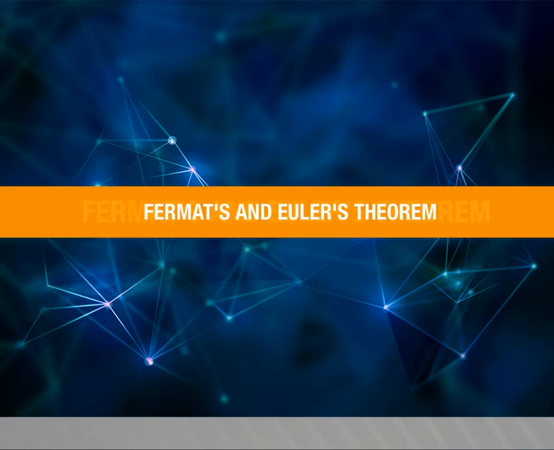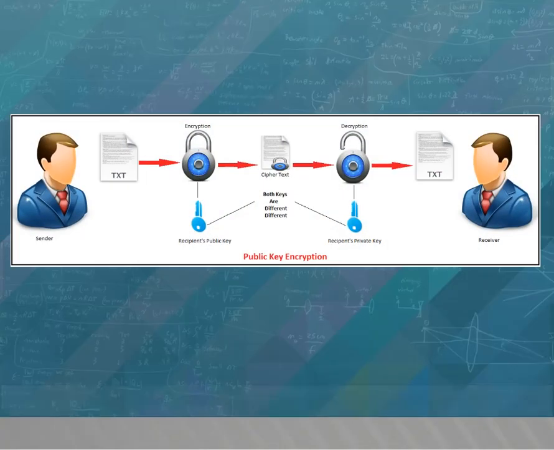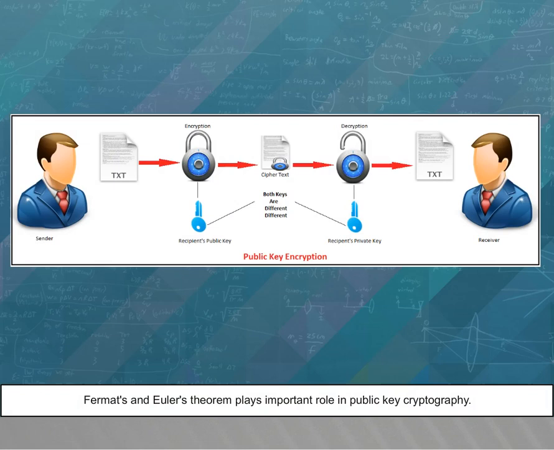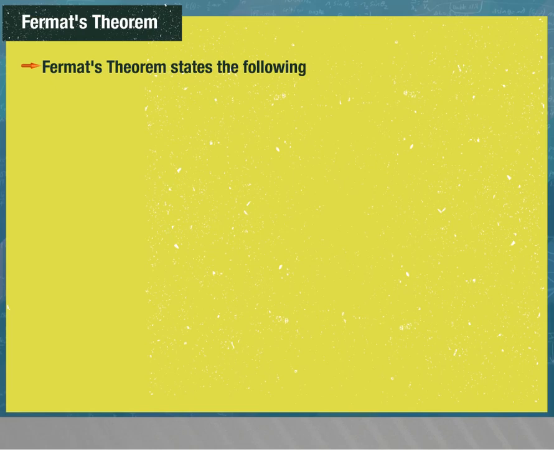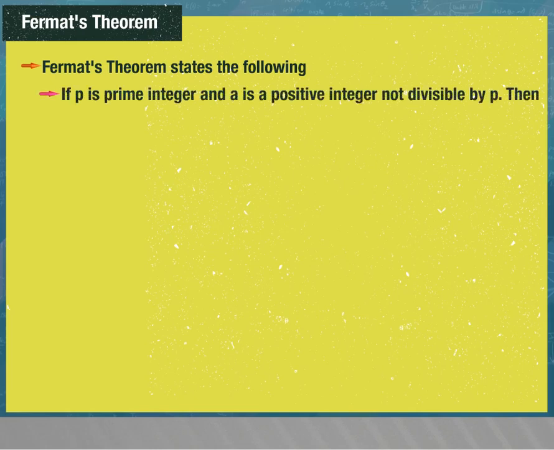Fermat's and Euler's theorem. In this video, we are going to see about Fermat's and Euler's theorem. Fermat's and Euler's theorem play an important role in public key cryptography. Fermat's theorem states the following. If p is a prime integer and a is a positive integer not divisible by p, then a power p minus 1 is equal to 1 mod p.